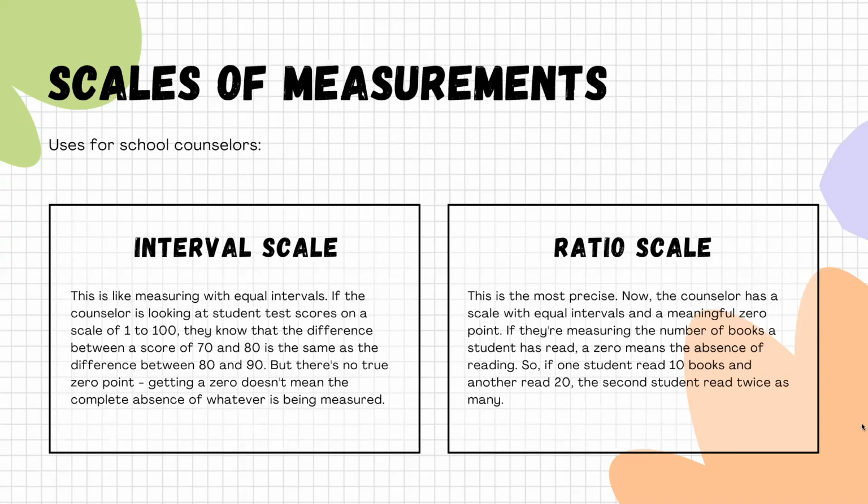The ratio scale. This is the most precise. Now the counselor has a scale with equal intervals and a meaningful 0 point. If they're measuring the number of books a student has read, a 0 means the absence of reading. So if one student read 10 books and another read 20, the second student read twice as many.